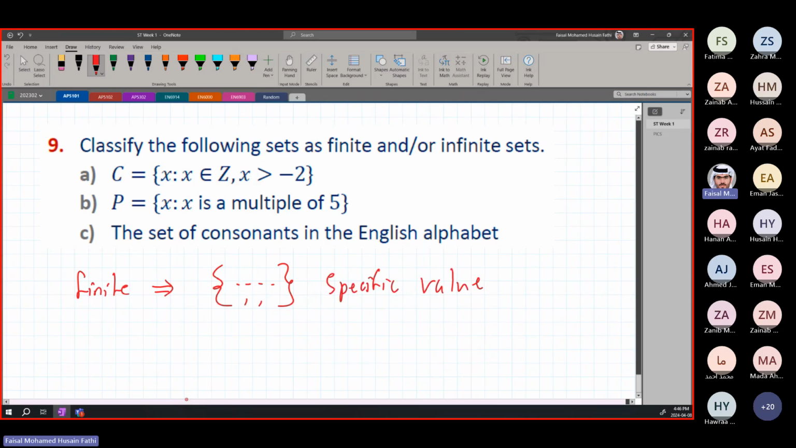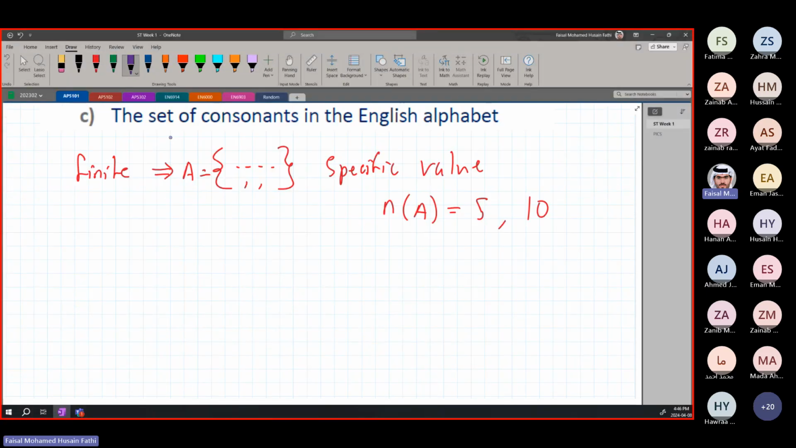So a specific value, or in other words, we can say that the cardinality of it, n of, let's call this A, is equal to a real number. It's equal to an integer, n. And it's equal to 5 or equal to 10 or equal to 20. You have an actual number for n.